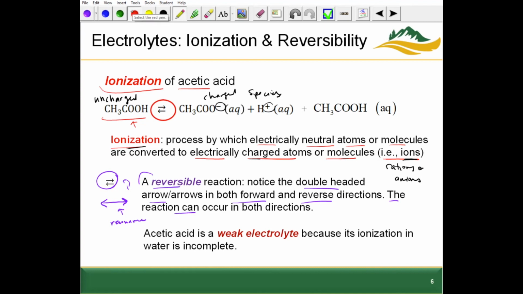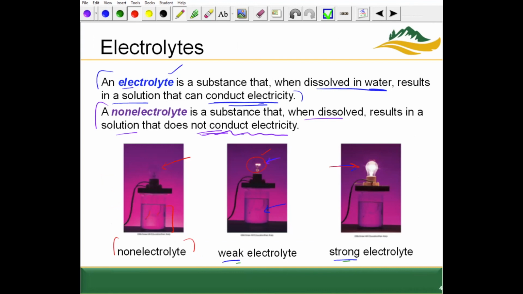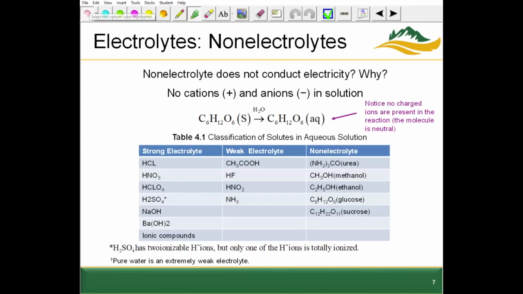And again, acetic acid is a weak electrolyte because its ionization in water is incomplete. So you still have some of this original compound or molecule present on the product side. And now it's in aqueous solution, like we saw on the last slide as well. So we looked at weak electrolytes and strong electrolytes. Then what makes up these non-electrolytes? So for these non-electrolytes, they do not conduct electricity.